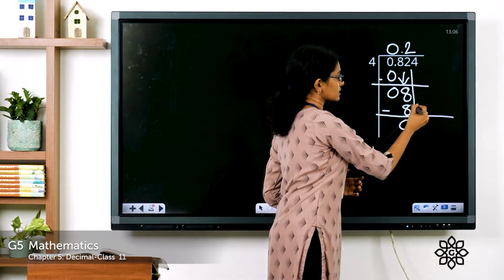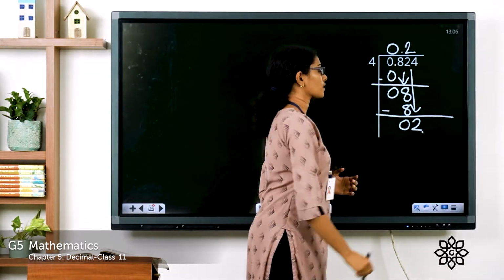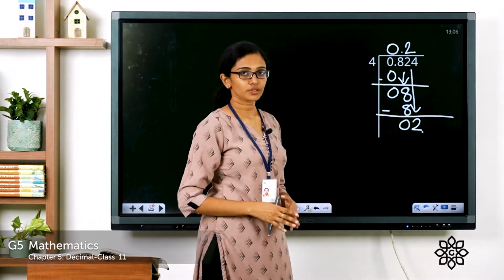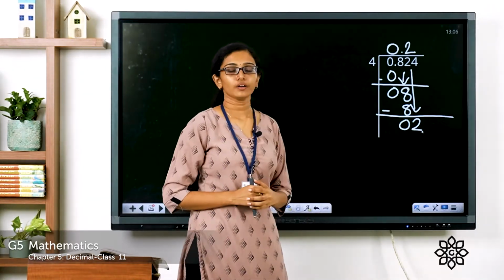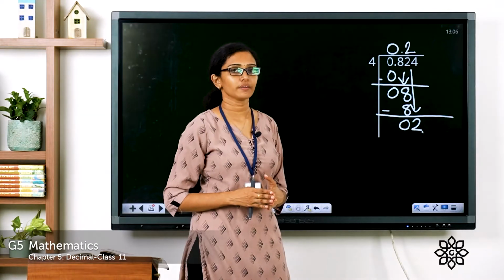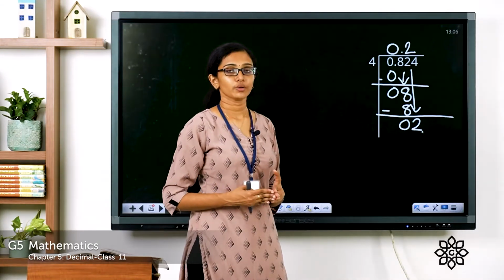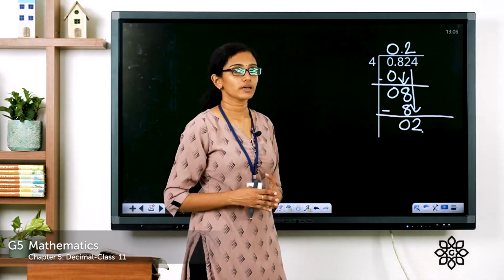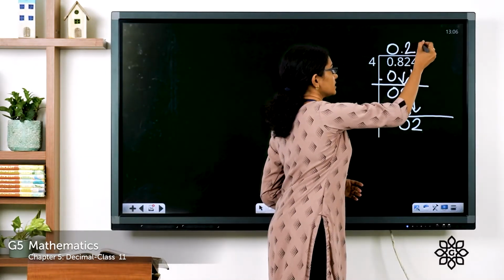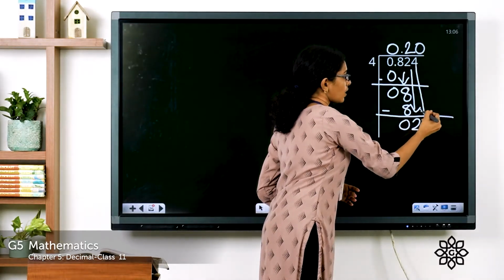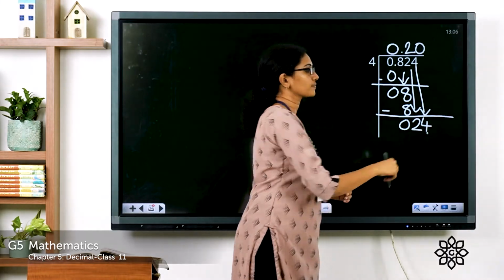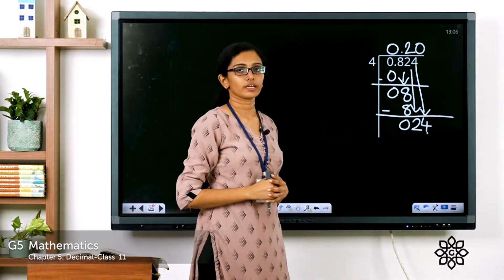Now bringing the next digit down, we have 2 here. And now we have to do 2 divided by 4. But can we do 2 divided by 4? No, right? So what do we do? Just like in the case of whole numbers, we write a 0 here, then bring down the next digit as well. So right now you have 24 here.